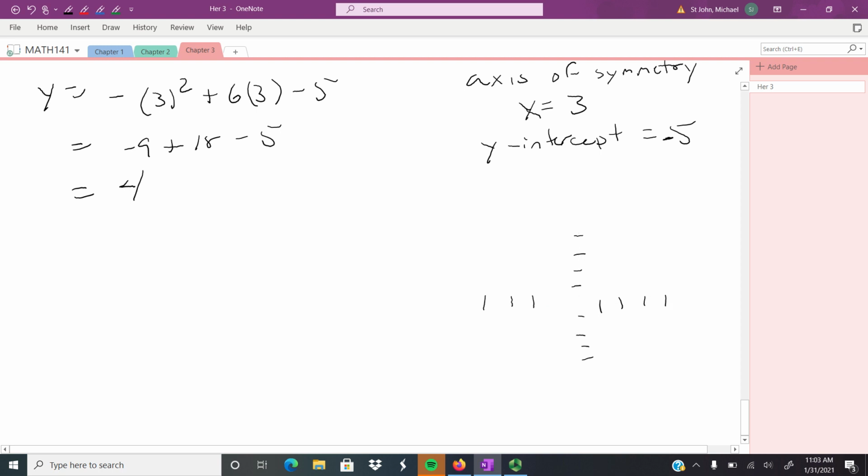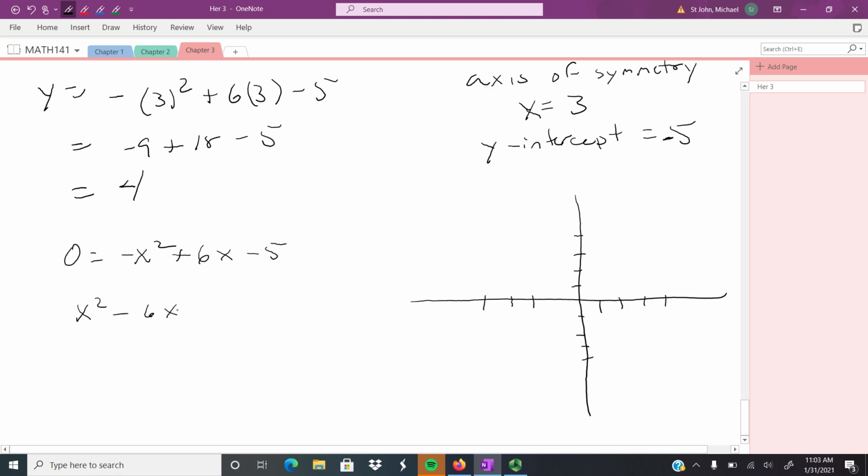Let's do this again. Okay. So we had, let me do this again, 0 equals minus x squared plus 6x minus 5. I'm going to multiply everything by -1, which means x squared minus 6x plus 5 equals 0. Right?